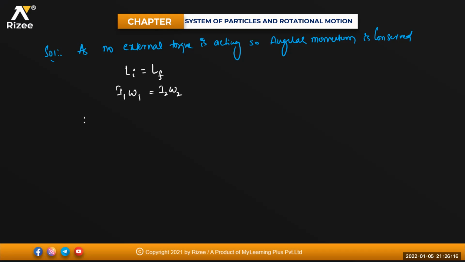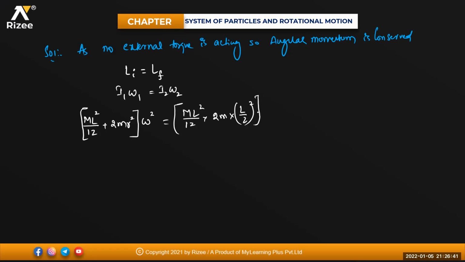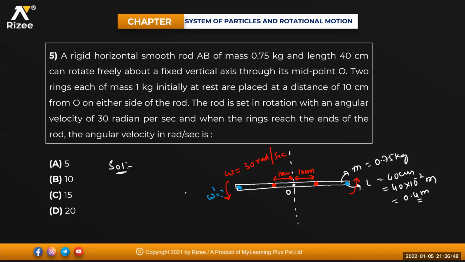So I1 is the moment of inertia of the rod with axis passing through center. So it is mL square divided by 12 plus two particles are being kept at a distance, so it is 2 m r square, into omega. That equals I2, which will be equal to how much? Same M L square divided by 12 plus 2m, now they are at a distance of L by 2 from the axis, 2m into (L by 2) whole square, into omega 2. I am taking it as omega dash. Got it?